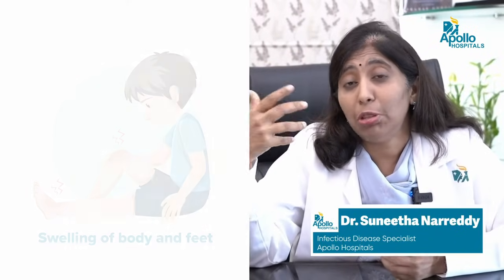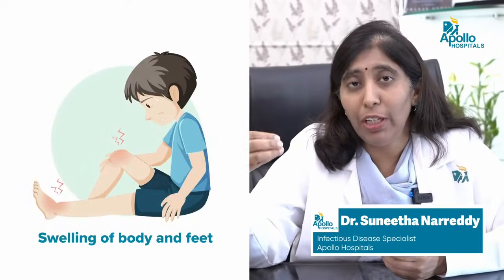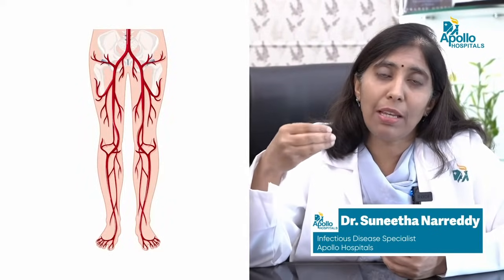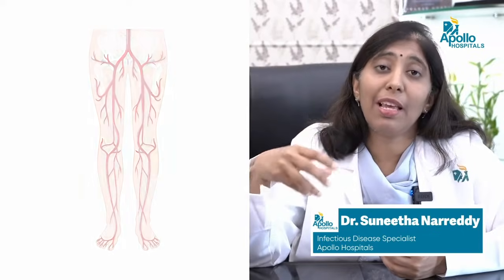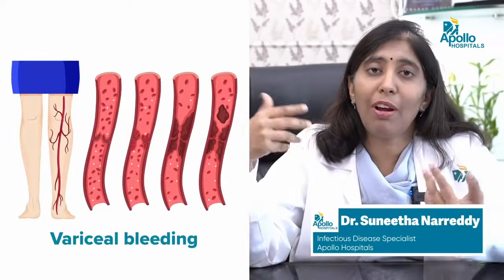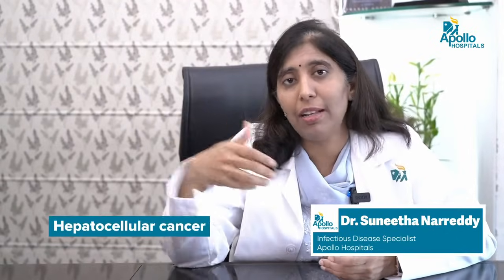In this condition, the manifestations are like chronic liver disease, where you can have swelling of the body, swelling of the feet. You can have problems with blood vessels that are present in the esophagus, and that can bleed and cause what is called a variceal bleeding. Also, you can have problems that can happen at a later point of time, which is the liver cancer called the hepatocellular cancer.